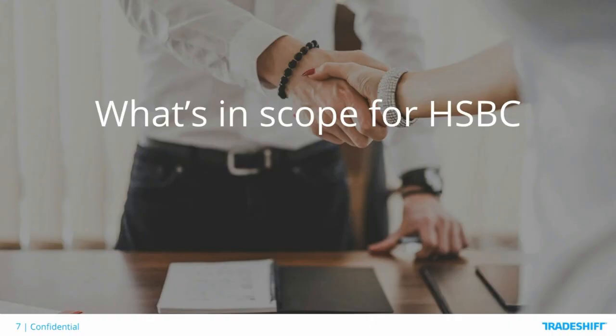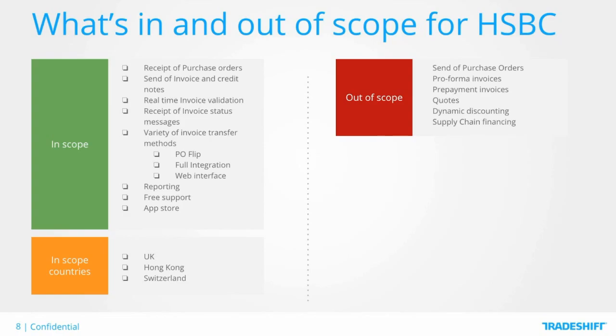Now we'll look at a summary of what is in scope and out of scope with the initiative between HSBC and Tradeshift for electronic invoice processing. HSBC will be sending purchase orders via the Tradeshift platform to you as a supplier. You will then be able to turn those purchase orders into invoices and also raise credit notes on the platform. You will receive real-time invoice validation. A number of checks have been set up to validate the information that you provide on your invoice and credit notes to make sure that it contains the required information for HSBC.